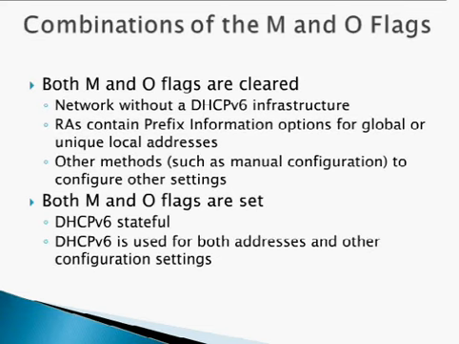The next combination is that the M flag is cleared, set to 0, and the O flag is set to 1. This corresponds to something called DHCPv6 stateless, where we're using stateless addresses as advertised by routers, but we're using the DHCPv6 server to provide configuration settings. Okay? So we're letting the routers do the addressing, and we're letting DHCP configure things like the IPv6 addresses of DNS servers, for example.